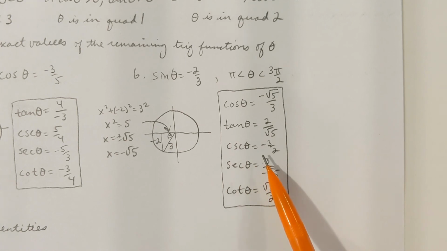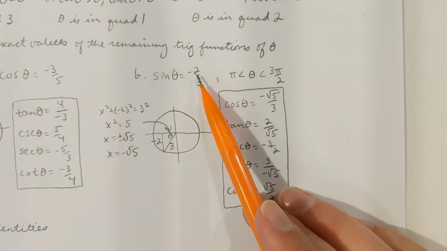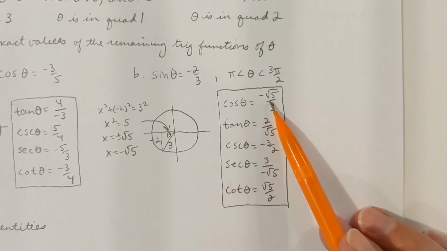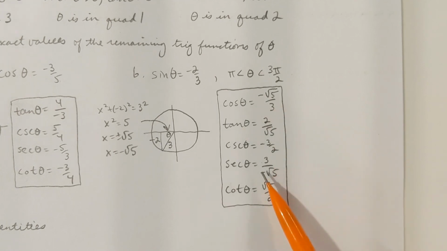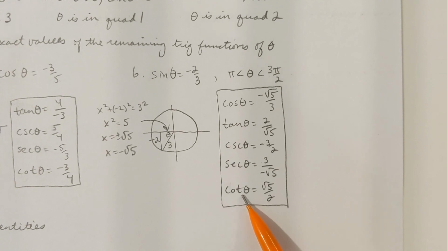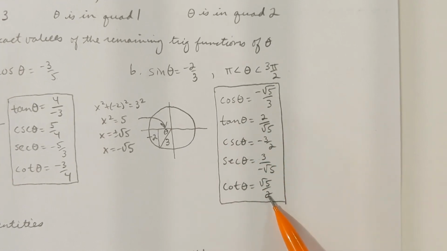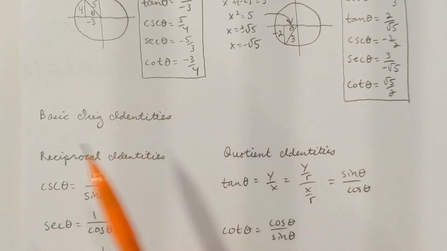Cosecant theta is the reciprocal of sine theta. So negative 3/2 will be the value there. Secant theta is the reciprocal of cosine theta. So 3 over negative root 5. Again, you don't need to rationalize the denominator. Cotangent theta is the reciprocal of tan theta. So root 5 over 2 would be the value of cotangent theta. I still have a bit more here. I'll stop right here in this video though.